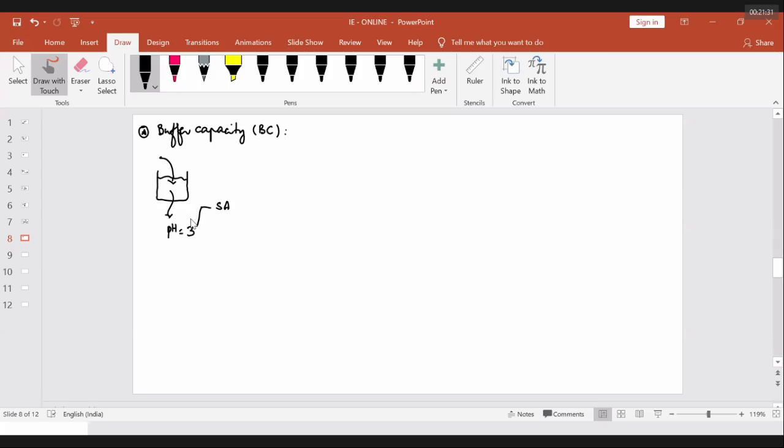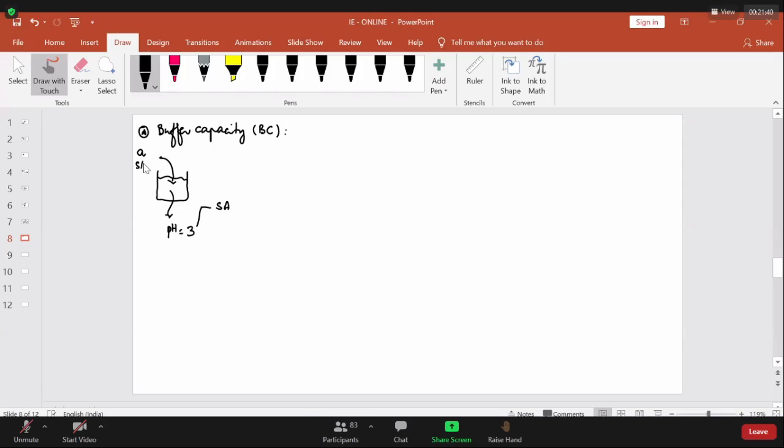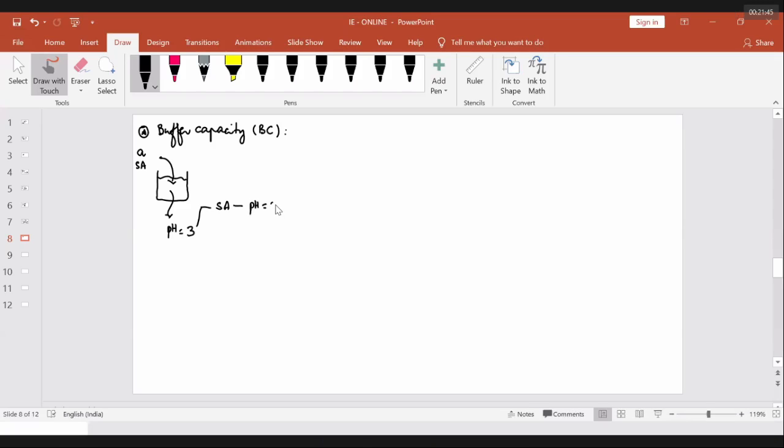Sir, it is not changing. Very good. 2 moles, sir, not changing. 3 moles, sir, not changing. Suppose when you have added a moles of strong acid, pH is becoming 2. Then we have to stop and say, listen carefully: number of moles of strong acid added per liter of buffer solution to change its pH by 1 unit.